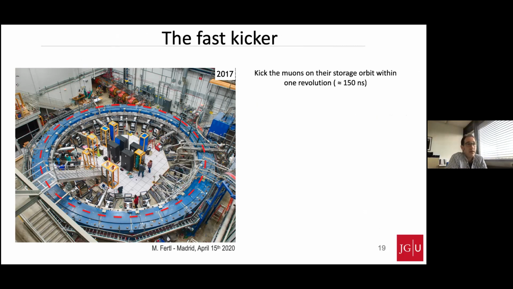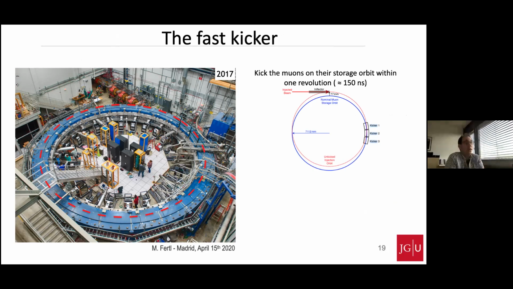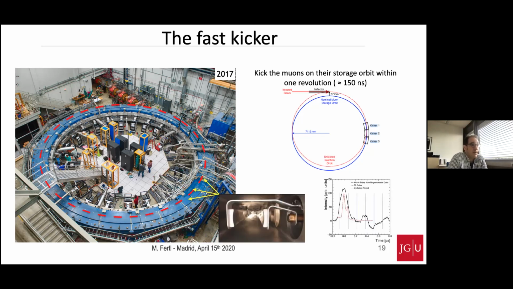The next thing we need is a very fast kicker, because we have to put the muons on their nominal storage orbit within about 1 revolution, where the cyclotron period is roughly 150 nanoseconds. And why do we have to do that? If we inject the beam into just a homogeneous magnetic field, after one turn, you can see on the red orbit, we would just hit the backside of the inflector again. And so to avoid this, we have to displace the muon beam from the injection orbit to the storage orbit. And we do this with the kicker.